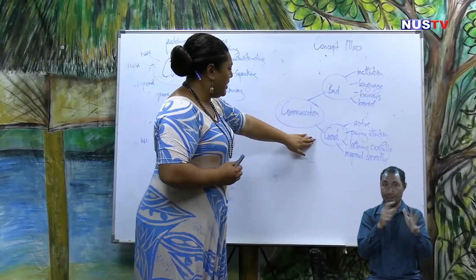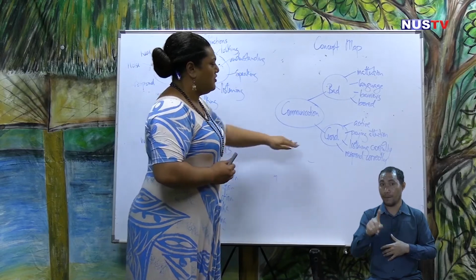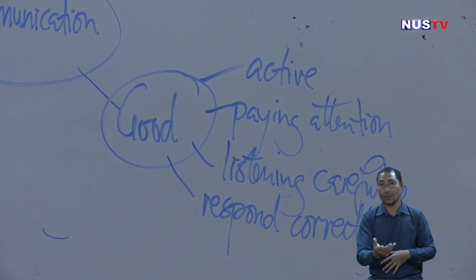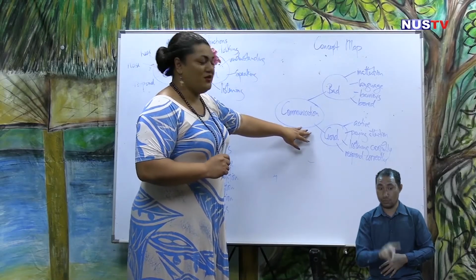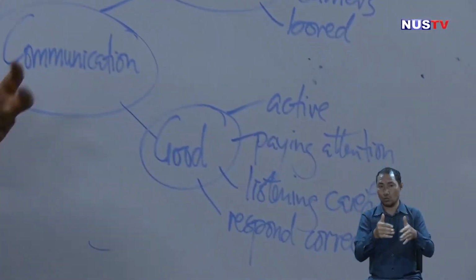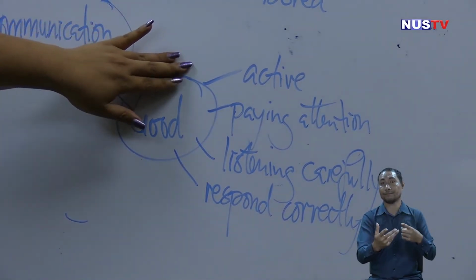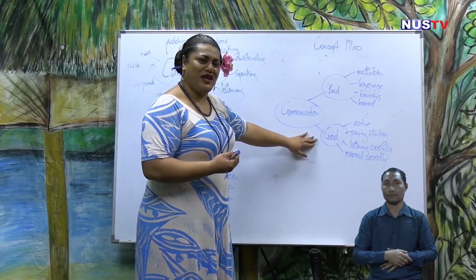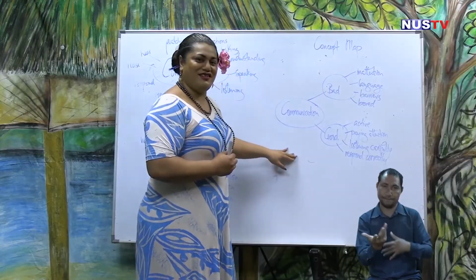If you look down here at our good examples of being a good communicator, you need to be an active listener. You need to pay attention. Okay, so if we look down at the bottom of our concept map, we're looking at good ways to be a communicator. The first point is to be an active communicator.